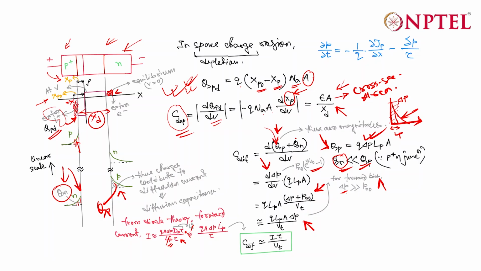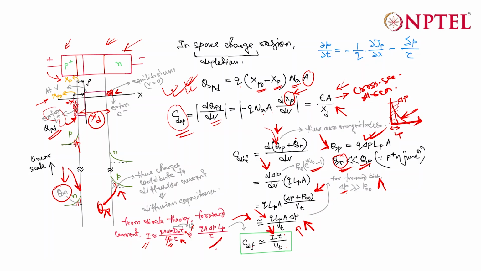Now if you put that particular expression here, from this and this, you will find q a delta p l p. If you replace the value of I, then it is nothing but the diffusion capacitance, C diffusion, is I into tau divided by Vt. So this particular diffusion capacitance is actually a function of the current I.